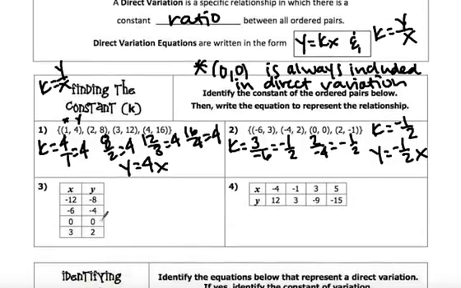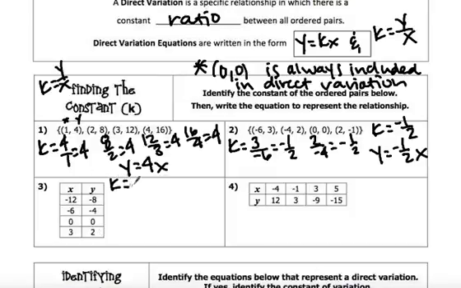The next two examples are written in a different form, however it still is the same thing. So remember that when we have a table with x values and y values, that means that across the row is going to be my point. So this point would be negative 12, negative 8. This point, negative 6, negative 4. This point, 0, 0, and then 3, 2.